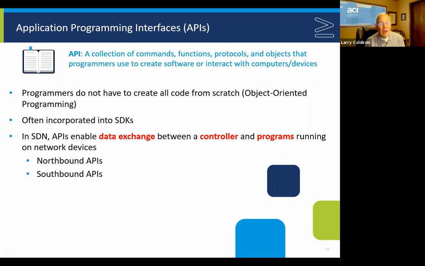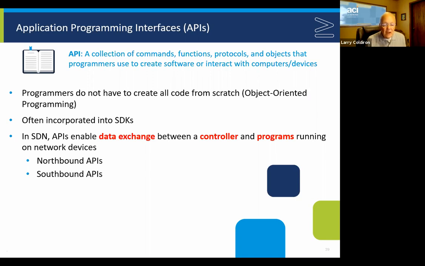In software-defined networking, the APIs enable the data exchange between the controller and the programs running on the network. We've talked about the northbound interface and the southbound interface, northbound APIs and southbound APIs. Are we going from the application to the controller, or from the controller to the device? What we're getting to with this is like those lightweight access points, devices that don't have a lot of quote intelligence unquote, where the management, the intelligence, the control is done someplace else.